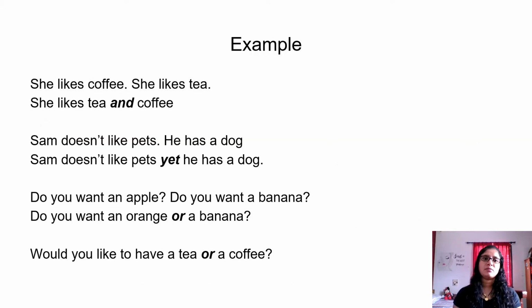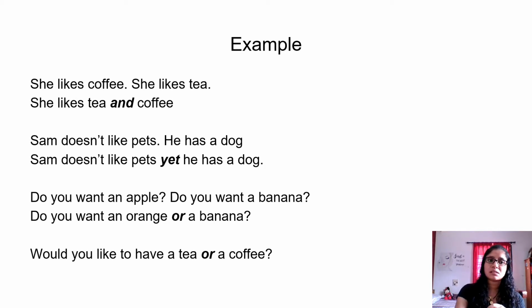Whenever I ask you to write, a few of you write like this: she likes coffee, she likes tea. If you see, the words are repeated. She likes, she likes, in both places the words are repeated. So to avoid the repetition, we can add a conjunction and join both the sentences using and. She likes tea and coffee.